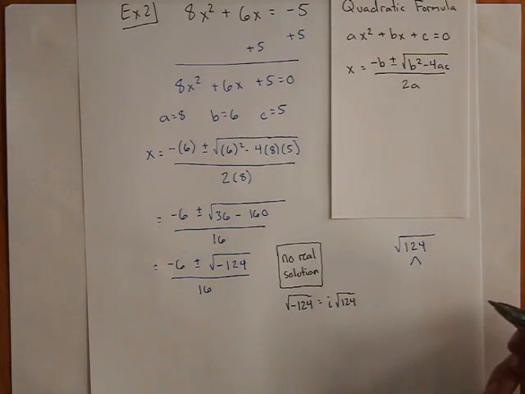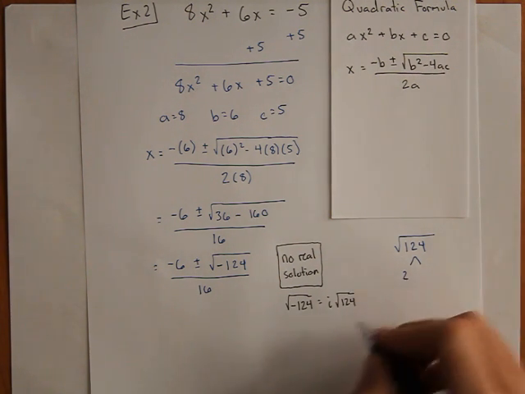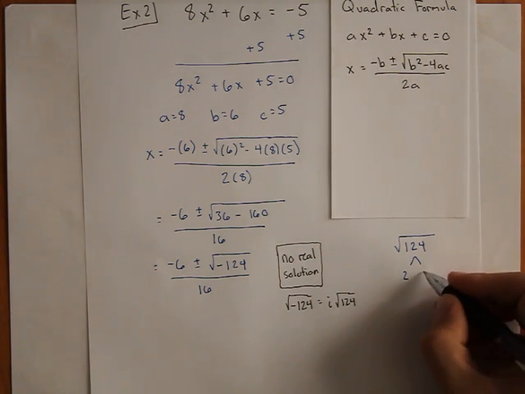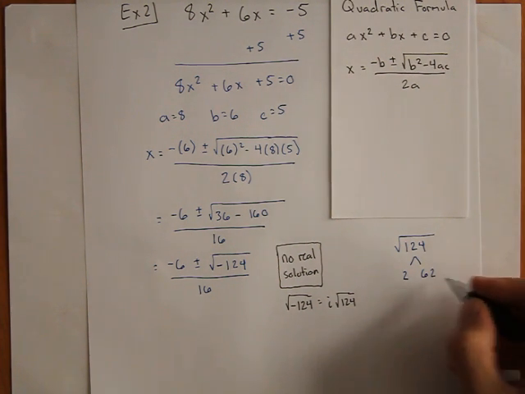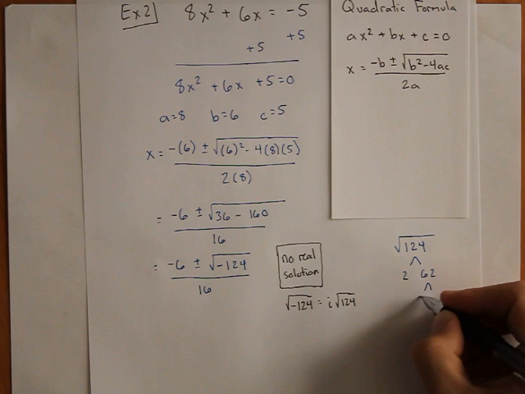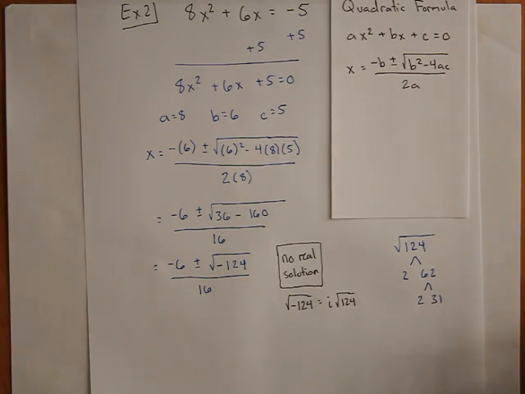So just the first thing that comes to mind, and when I look at that, it's even, so I know I can pull a 2 out. If I pull a 2 out, then that means I'm going to have 62 left over. 2 times 62 is 124. 62 is even again, so I can pull a 2 out. I'm going to have a 31, and 31 doesn't break down anymore.